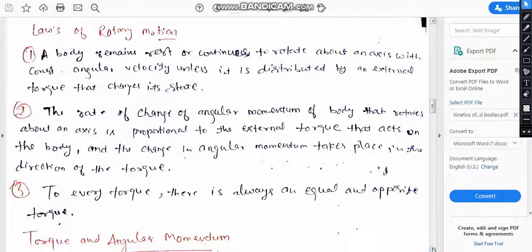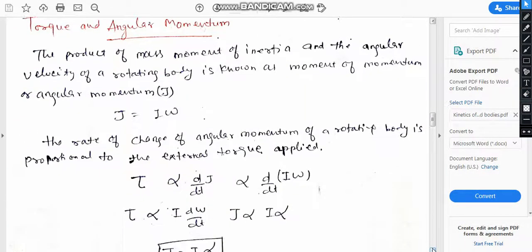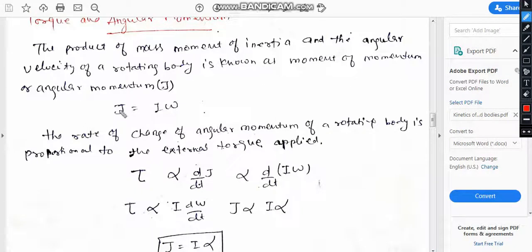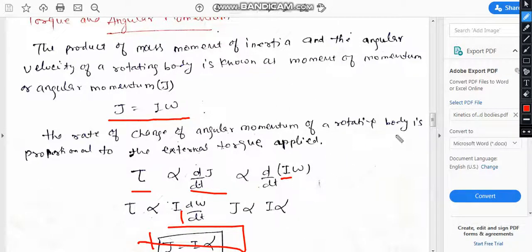Now the next topic is torque and angular momentum. We know that the angular momentum is J equal to I omega, and the torque is the change in angular momentum, so d by dt of I omega. I is the moment of inertia, which remains constant during the motion, so d omega by dt is alpha. So the relation between torque and angular acceleration is tau equal to I alpha. That is the torque.